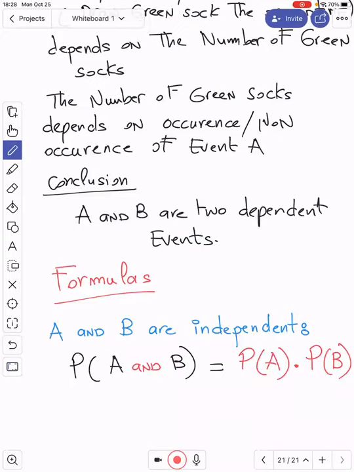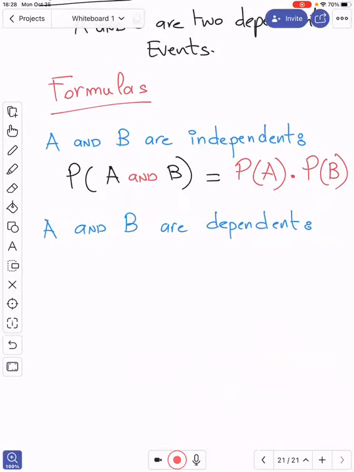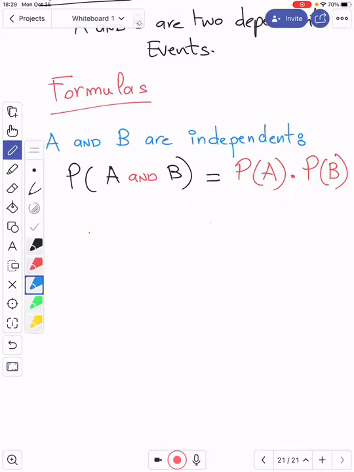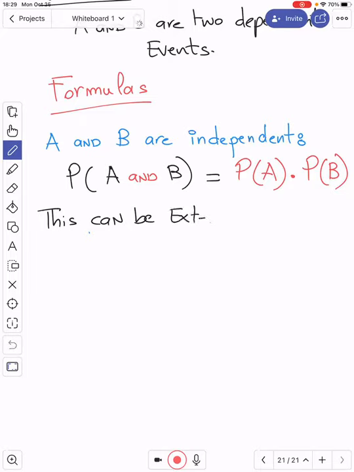Now, for dependent events, if A and B are dependent, this is a little bit trickier. Well, before dependent events, let me just say, guys, that you can extend this first formula to more than two events. If you have three independent events, let me just say here, this formula can be extended to more than two events.